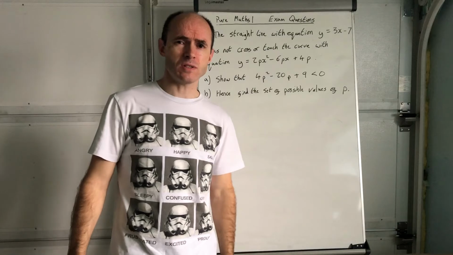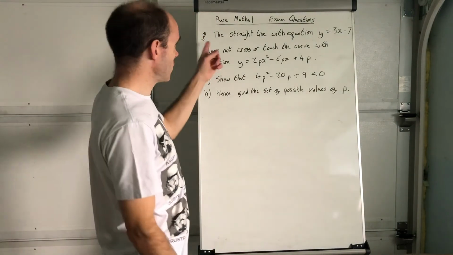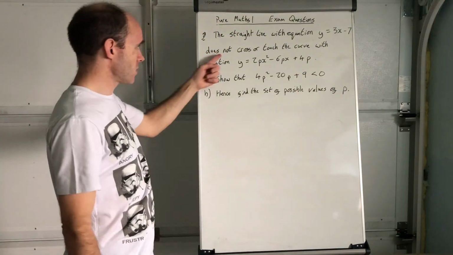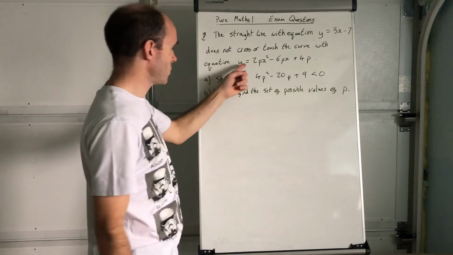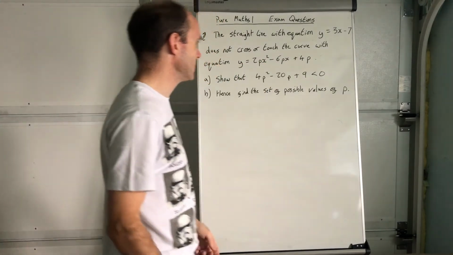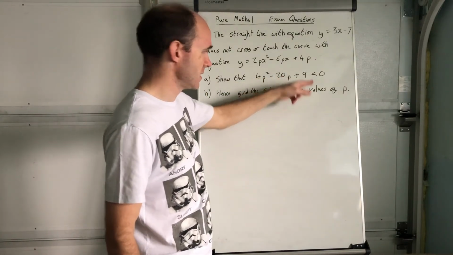Okay, this is the last question, took a little while to write down actually, but here it is. Let me read it out. The straight line of the equation y equals 3x minus 7 does not cross or touch the curve with the equation y equals 2px squared minus 6px plus 4p. Okay. Show that 4p squared minus 20p plus 9 is less than 0.